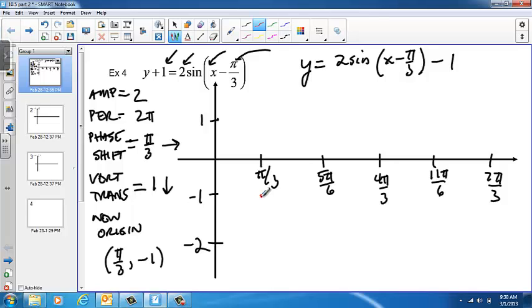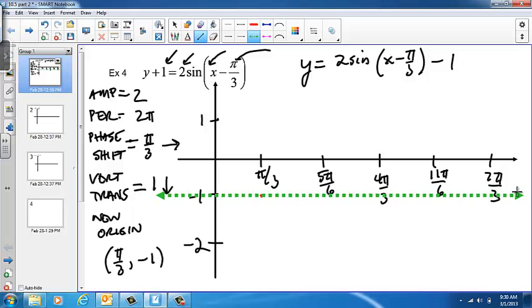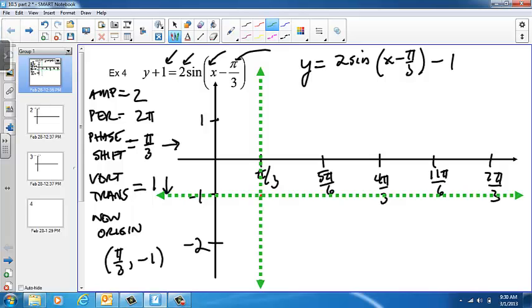What might be helpful is for us to draw a new x-axis. And maybe it would even be helpful to draw a new y-axis. So that's our new origin. Let's go ahead and graph this function. Now, it's a sine curve, okay? Remember, the amplitude is 2.